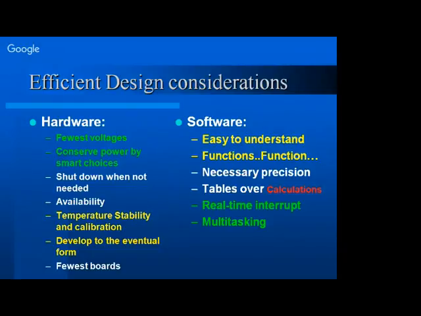Then the next point is to conserve power by smart choices. What does that mean? Most of the applications are battery driven. So when we talk about battery driven applications, you have to think of the options of saving power, so that your battery lasts for more and more time. So conserving power is the most important thing, and therefore you should make smart choices for conserving the power. And you will see in most things, like shutdown when not needed.